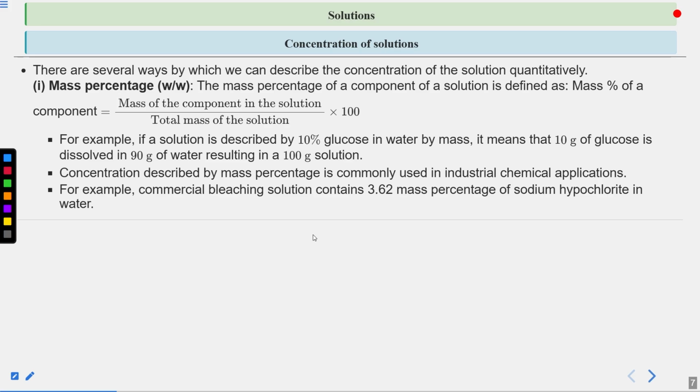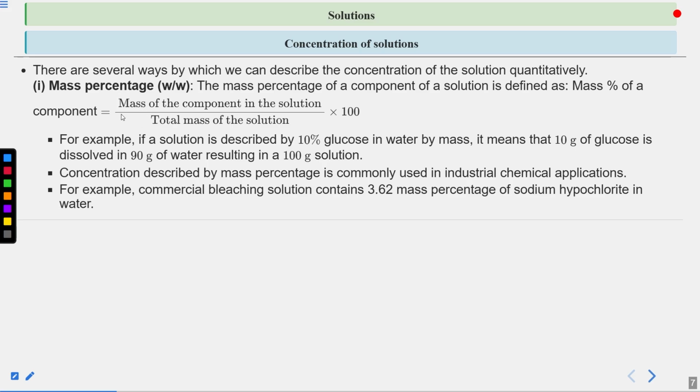Then what are the ways we can represent this concentration? You need the concentration part, or else it will be very difficult to conduct any experiment related to this solution. Starting with the first one, the mass percentage. Mass percentage is very simple. If you have a solution, then every component will have some percentage mass contribution to the overall solution. That thing is simply called your mass percentage.